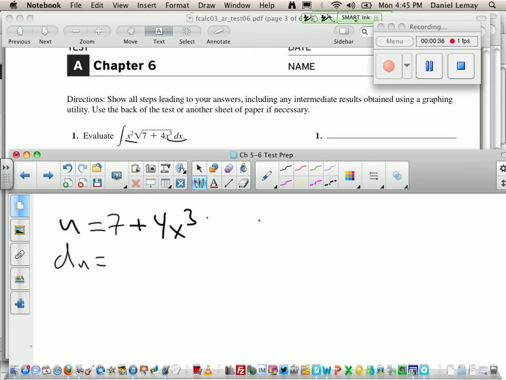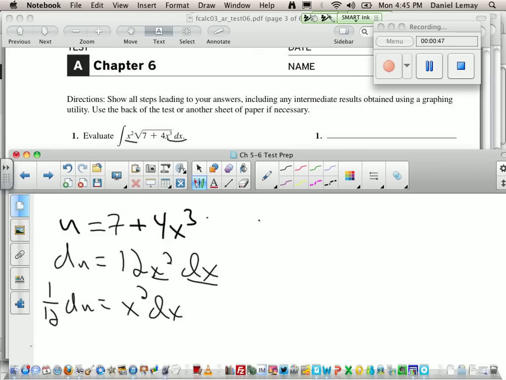Then I take the derivative of that. The derivative of 7 is 0, so I'm going to get 12x squared dx. And I'm seeing an x squared and a dx, so I'm going to multiply by 1/12 to get that out of the way. Then I can go back to my integral and replace the x squared and the dx with my 1/12 du. I'm going to pull the 1/12 outside, and everything underneath the radical gets replaced with the u.